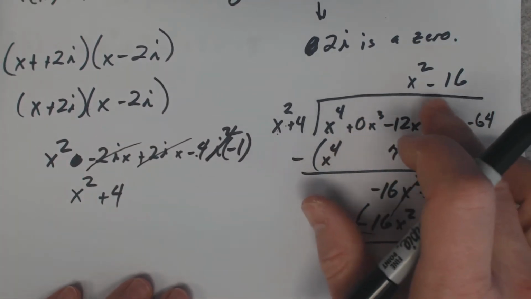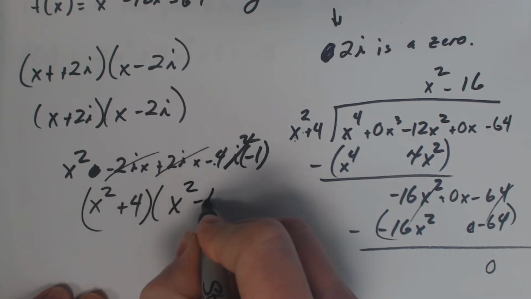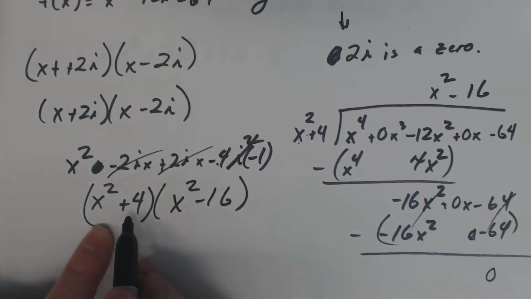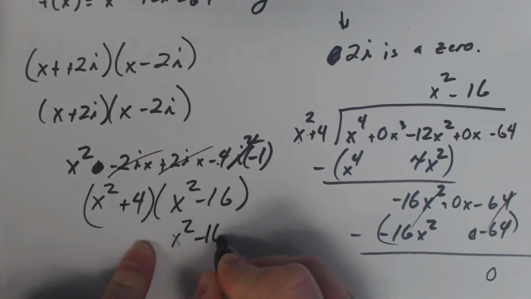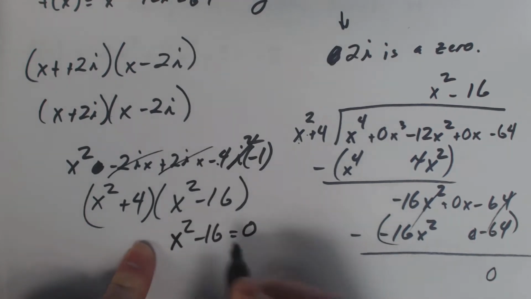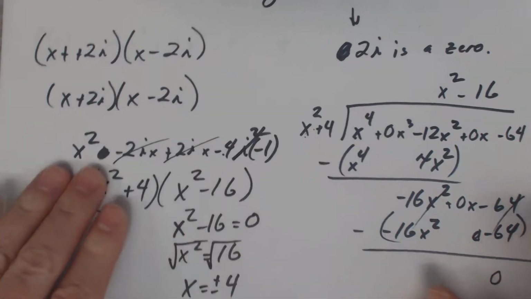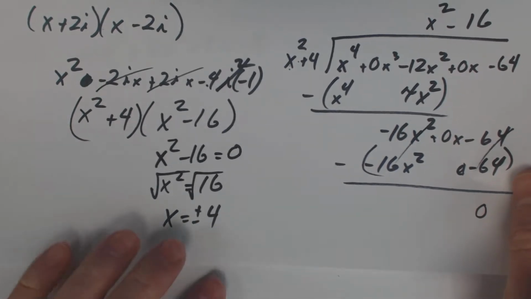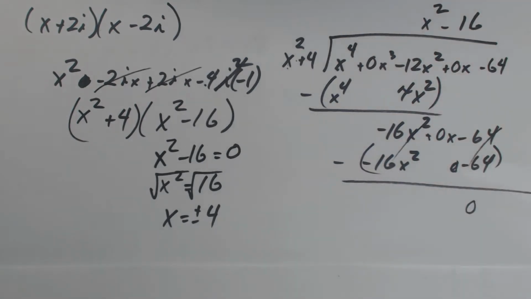So now what you've done is you found another factor. This factor gives you the 2i and the negative 2i. What would this factor give you? If we add 16 to both sides and take a square root, plus or minus 4. So the other two zeros are positive 4 and negative 4. So all the zeros: 2i, negative 2i, 4, and negative 4.